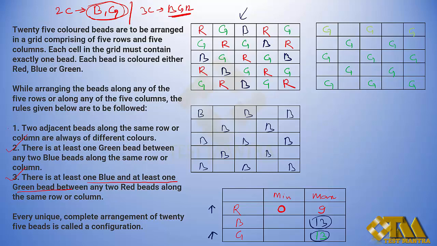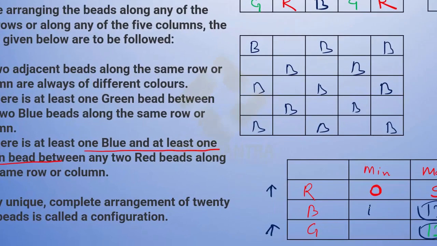Between two reds I should have green, blue, at least one green, at least one blue. Between two reds I can have green, blue, every time. So every time it's satisfying the criteria. Right, so that's the case when I'm trying to minimize my number of blues. Now I can identify I'll have 6 blues available here.